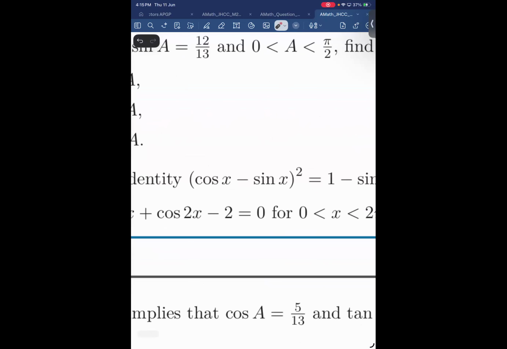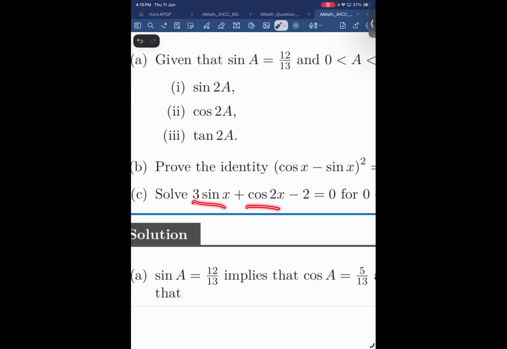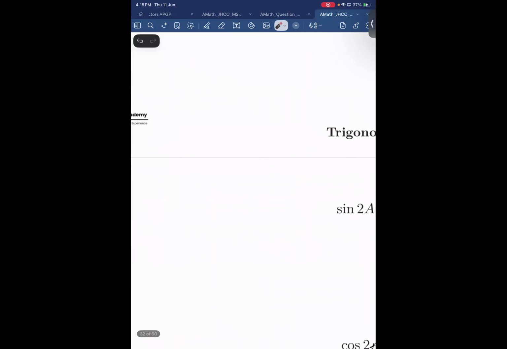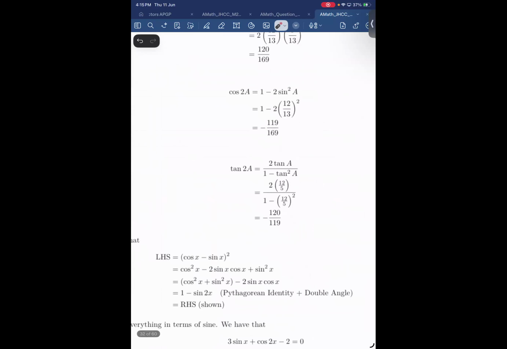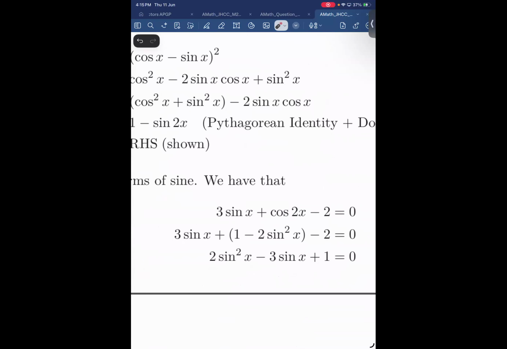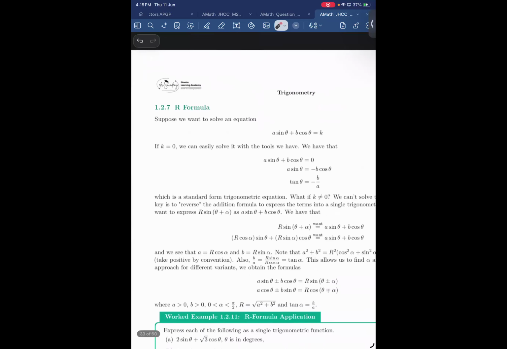For the last one, this one is a bit trickier, but essentially the idea still applies. Here you have sine and you have cosine, which is not ideal. You want everything in terms of sine or everything in terms of cosine. In this case, you probably want to make everything in terms of sine because you cannot really change this in terms of cosine. But this one you can change in terms of sine only by using this. Once you express that in terms of sine only, it becomes a quadratic equation and you can solve it.